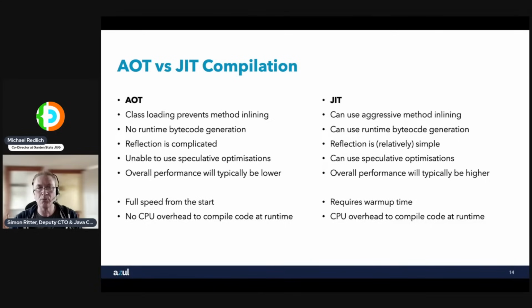The flip side of that, when you use JIT, is you can use aggressive method inlining because you can change the way the code is inlined if you get new classes loaded. You can use runtime bytecode generation. Reflection is, I use the word relatively simple because I don't think reflection is ever declared as simple. You can use speculative optimizations, and overall, again, typically the performance will be higher than ahead of time compiled code. But the downside is you've got your warm-up time and you've got the overhead of the CPU to compile at the same time you're running your application.